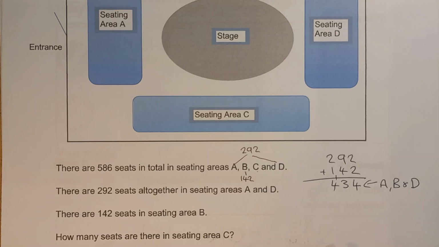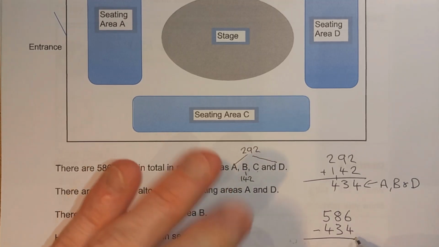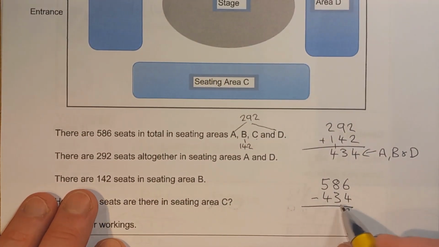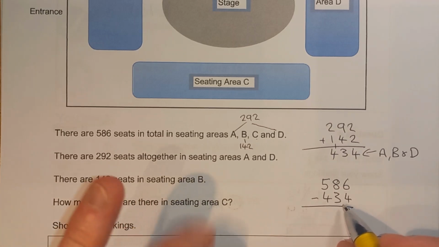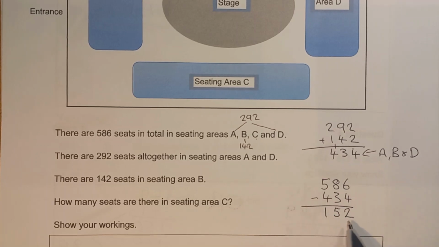Okay, so now we said to find C, what we want is our total, and we want to subtract the areas A, B, and D. So 6, take away 4. So start with 6. We go 5, 4, 3, 2. So let's move up here. 2 here. 8, take away 3. So start with 8, 7, 6, 5. And 5 take away 4. Or we can say actually, well, 5 is 1 more than 4. So we're going to get a total of 152 seats.